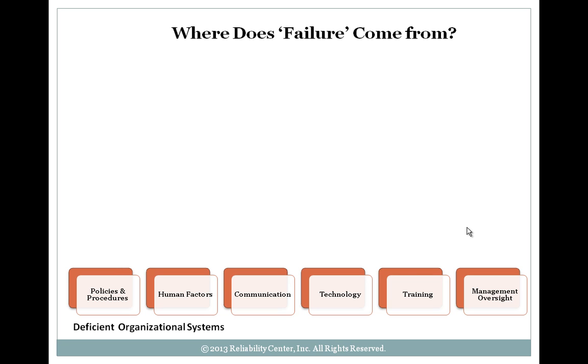Failure typically starts with deficient organizational systems. These are usually defined things such as policies and procedures, human factors, our communication systems, our technologies that we use to implement many of these, training mechanisms, and of course management oversight. When we have deficient systems, then we are typically feeding poor information to well-intentioned decision makers. As a result of that, our well-intentioned decision makers make the improper decision.